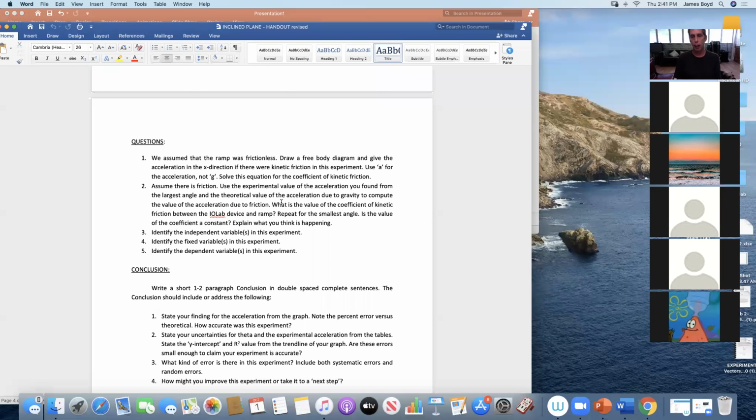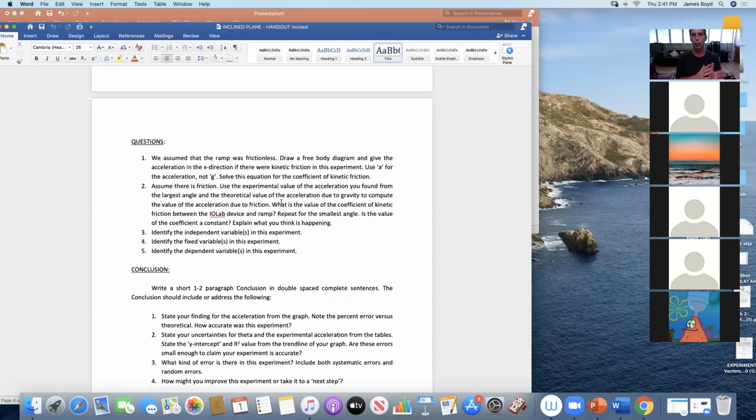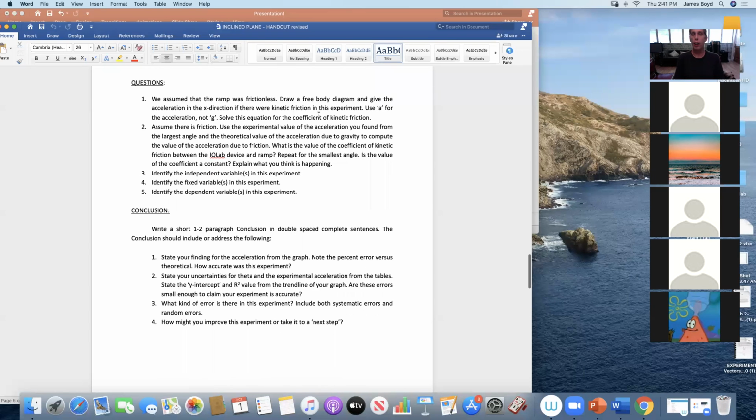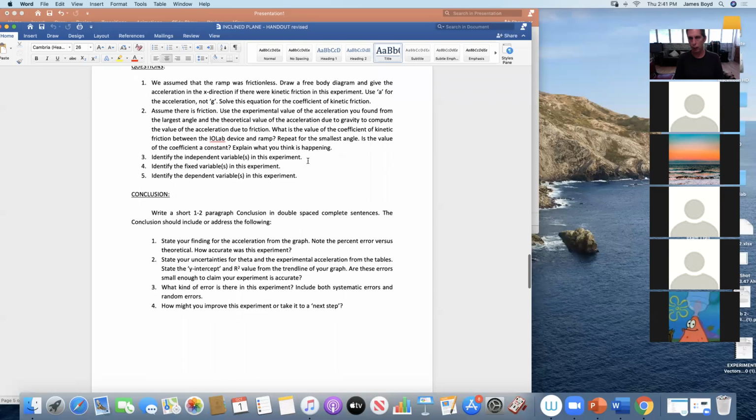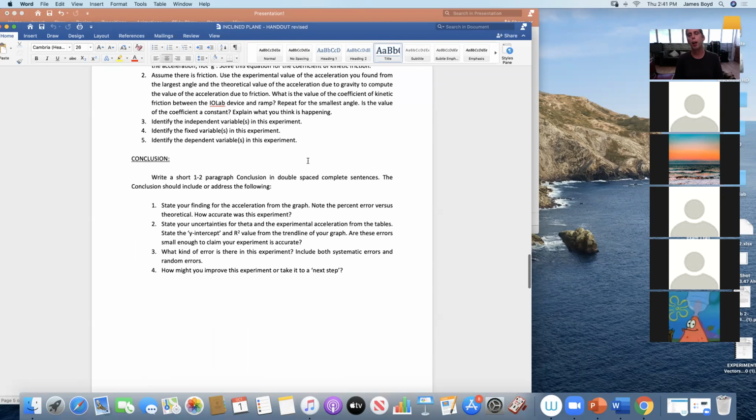And I ask, is the value constant? It's not constant. It actually depends on either the angle or the velocity, or maybe the velocity squared. So I just want you to explain what you think is happening. Why would the coefficient of friction be different when the angle is steeper and the velocity is faster? There's no right answer there of what you think is happening. Just justify it for me. Really think about what may be happening.